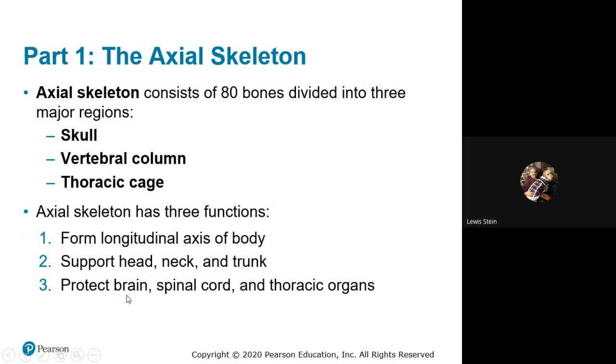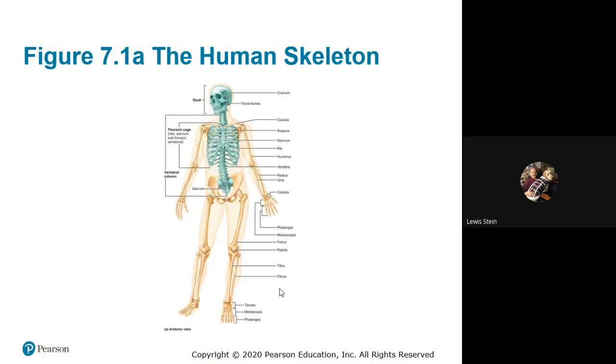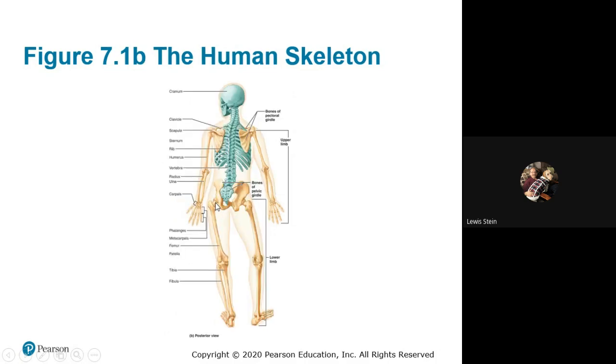Biggest job I think they do is protect the brain, the spinal cord, and the thoracic organs, which are basically your heart and your lungs. So it's not extraordinarily important. Color-wise, they're showing you the greenish ones are your axial skeleton and everything else, as you can see, the shoulder and the hip assembly is appendicular. Same deal on the back, so you can see it a little more closely. You can see the assembled vertebral column.